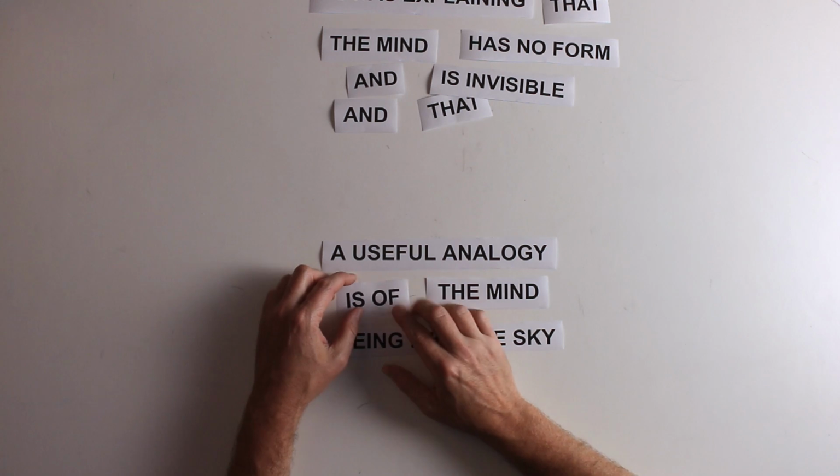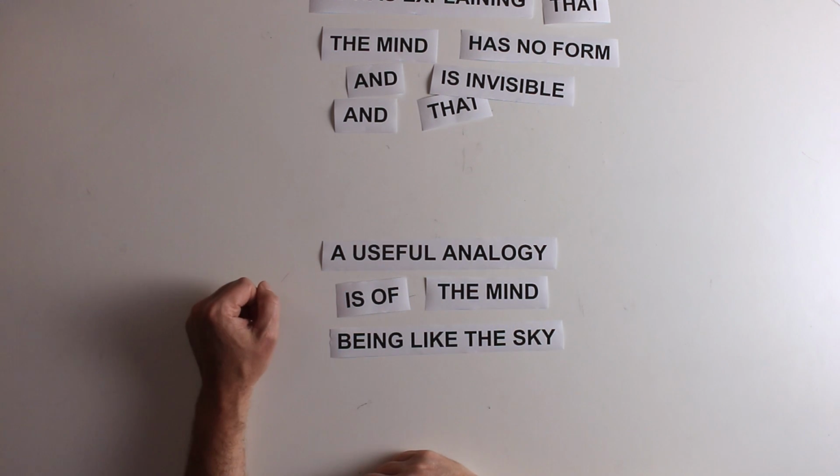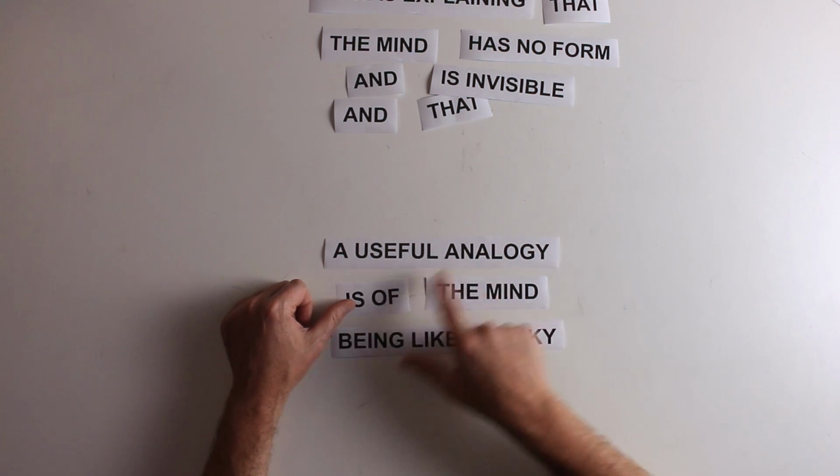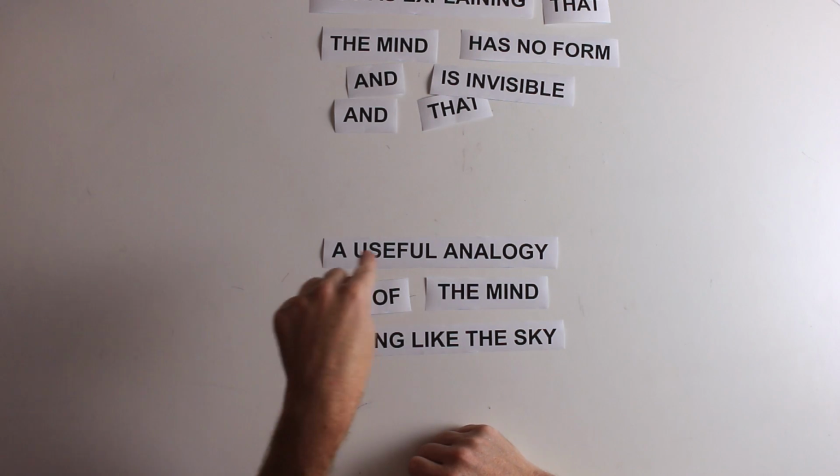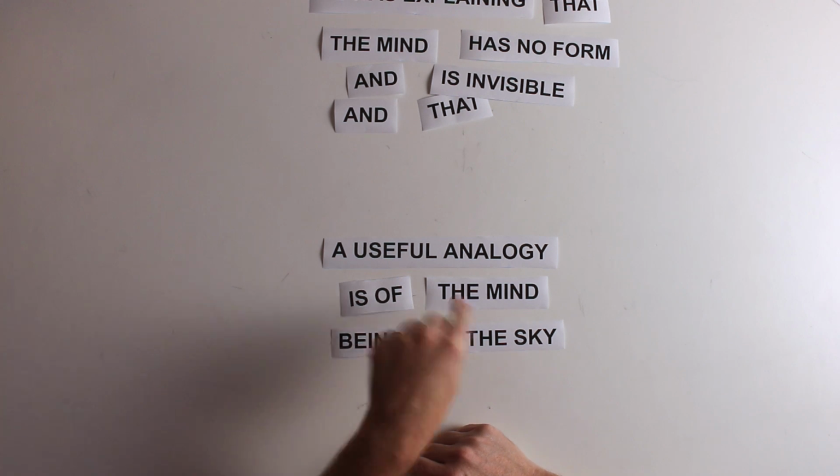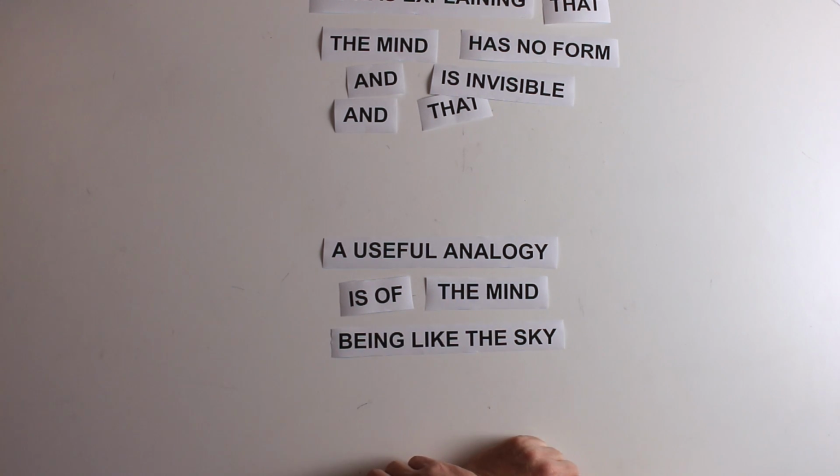Not really, because this of is not actually necessary. It's because analogy and of collocate, they sound natural together. But it's not actually necessary. We could say a useful analogy is the mind being like the sky. So it's something else. Do you know what it is?